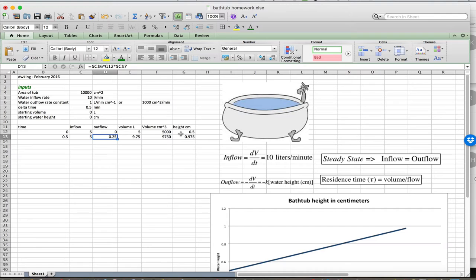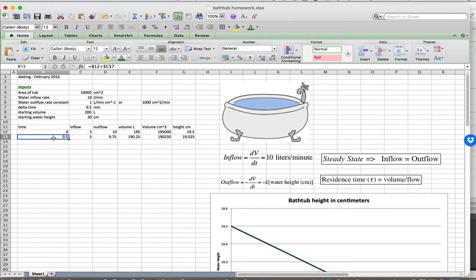So it's as if I had a stopwatch running and I was just watching water run into the tub. In this case, we now have a little bit of outflow because we now have a little bit of water. The volume is now, again, the amount I had from the previous step, so that's E12, plus the amount I added minus the amount I lost. So I almost get to 10 liters, but not quite, because now a little is flowing out. The volume and the height. So that's it. That's a simple, steady state calculation.